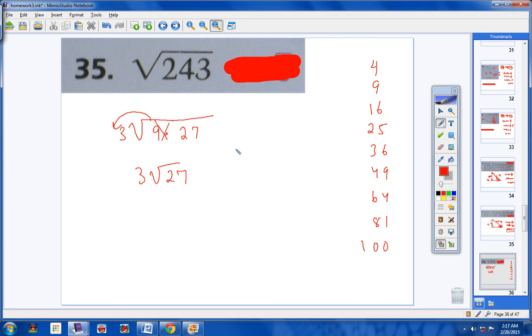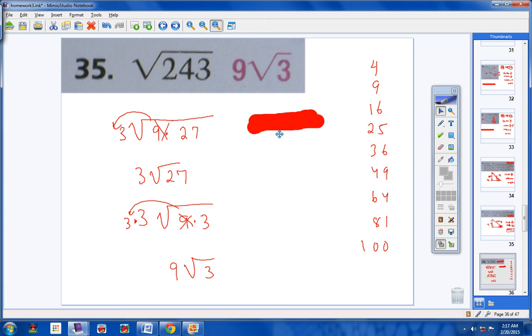Well, guys, we're not done. 9 goes into 27 again. So now, for 27, I'm going to put 9 times 3, okay? Then, take the square root of 9, which is 3. Put a 3 on the outside. You do multiply those. So your answer is going to be 3 times 3 is 9. 9 square root of 3.